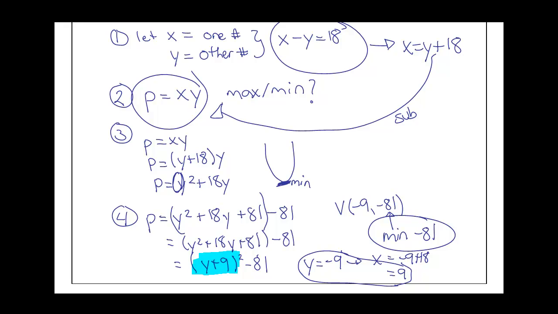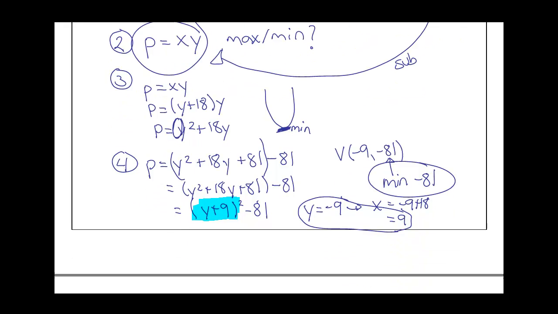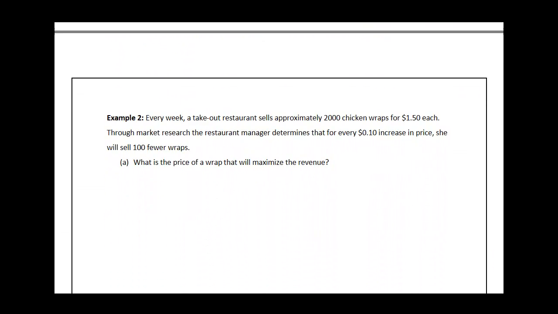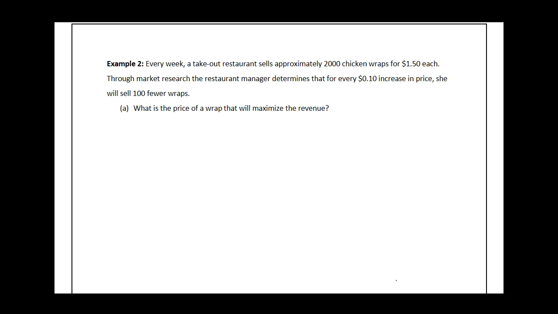Awesome. There is one example of a problem that we solve using quadratic functions. Now let's try another one. Here we go. Every week, a takeout restaurant sells approximately 2,000 chicken wraps for $1.50 each. Through market research, the restaurant manager determines that for every 10-cent increase in price, she will sell 100 fewer wraps. Part A. What is the price of the wrap that will maximize the revenue?